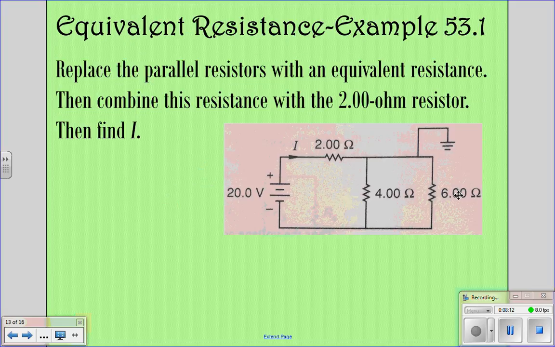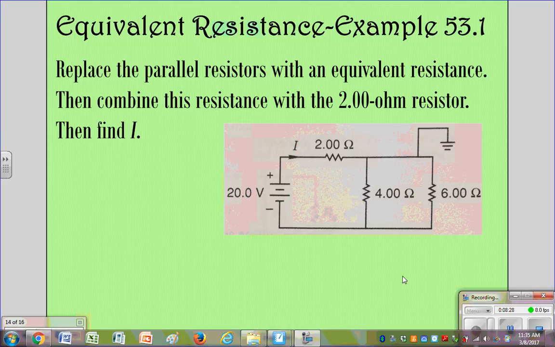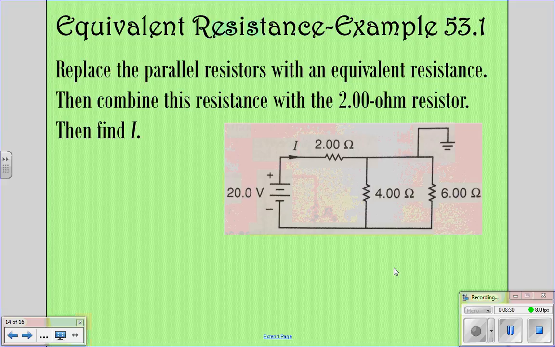Okay? So let's look at an example. We want to replace the parallel resistors with an equivalent resistance. And then we want to combine this resistance with the 2 ohm resistor. And then we want to find our I. Okay, so first we're going to have to use the parallel resistors to find the equivalent resistance. And so we have 2 that are in parallel. We've got the 4 and the 6.